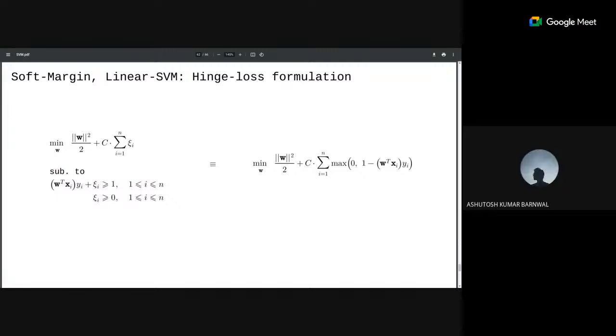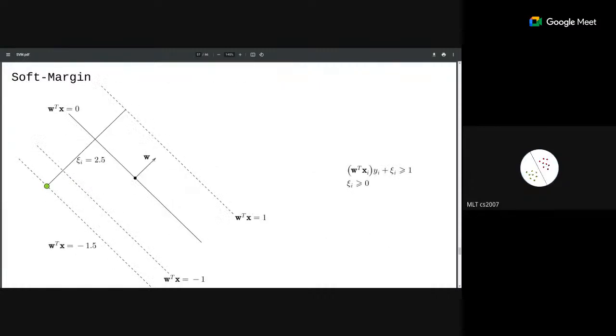Sir, for some cases, psi I could be greater than 1, right? Like 2 or something. Yeah, for example, in this particular case, if it's a very bad violation of the margin, it can be 2.53. Then, sir, how is it calculated as 1 minus w transpose xi yi? w transpose xi yi is the positive quantity, right? And if it is, it will become negative, right?